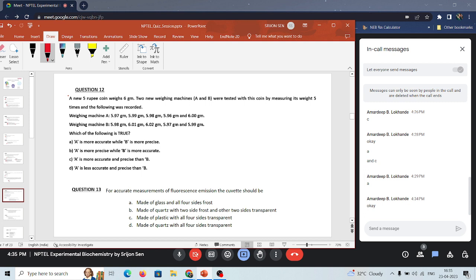Precision comes from your standard deviation, and your accuracy comes from the mean value. After calculating the mean, if you are getting a value which is very close to the original value, that particular balance would be more accurate, whereas the one having a very low standard deviation or a very low error bar is going to be more precise. So now tell me what it is.